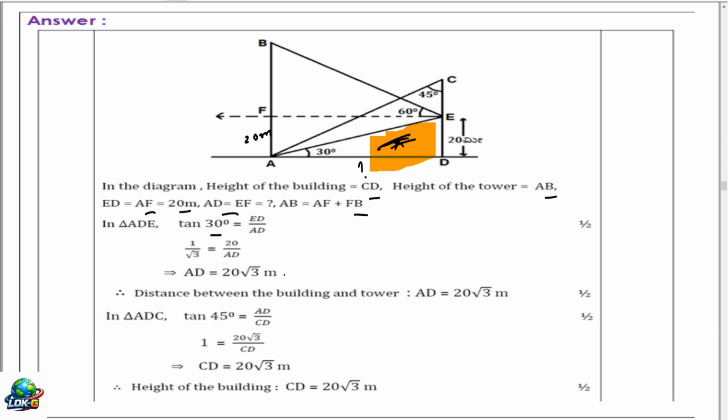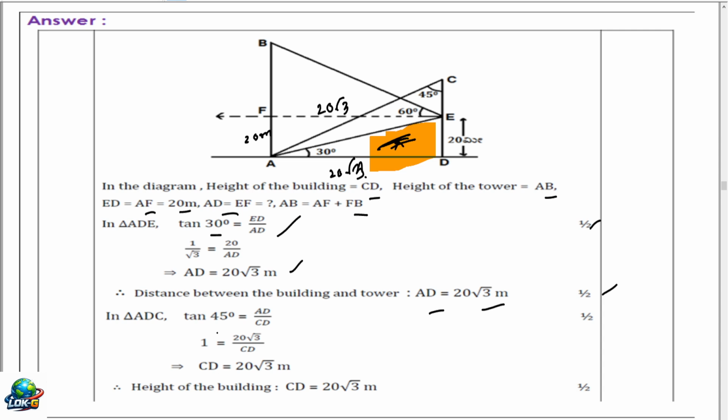AD is equal to 20 root 3 meter. One problem is solved. This question mark goes. And then automatically EF will be how much? The EF will also be 20 root 3. Next, the distance between the building and the tower, AD, will be 20 root 3. For this you will get 1 mark, half mark for using the proper ratio.